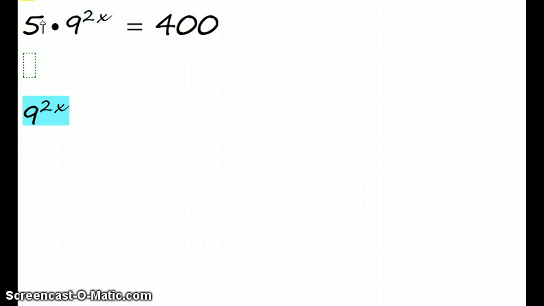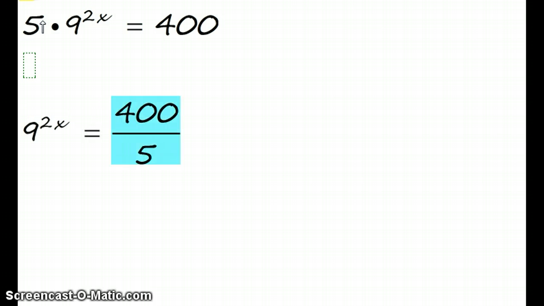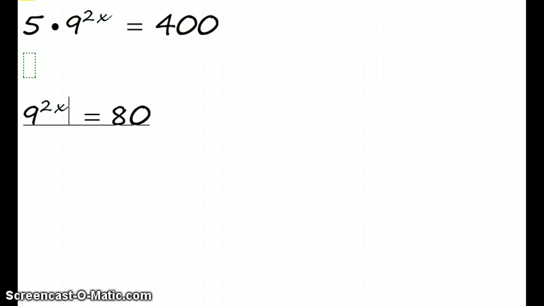So we're going to get 9 to the 2x, and that is going to equal 400 divided by 5. And luckily for us, that works out beautifully to equal 80. So what we're really looking at is 9 to the 2x is equal to 80.